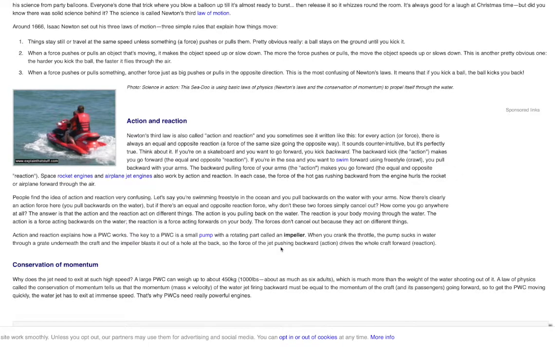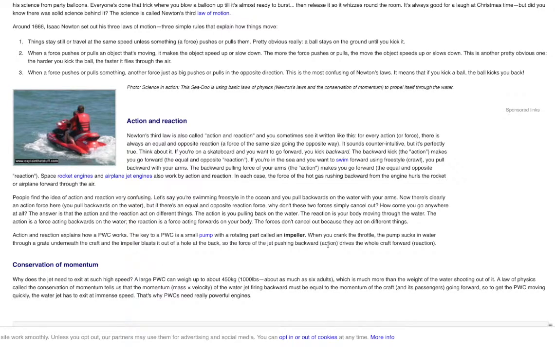So the force of the jet pushing backward, action, it should read, as it did up here with this swimming freestyle, pushing backward on the water drives the whole craft forward in the water, or actually it sits above the water. If it was in the water, it would go much slower because of drag. So here you have it, the action pulling back on the water in a swimmer. So the force of the jet pushing backward drives the whole craft forward.